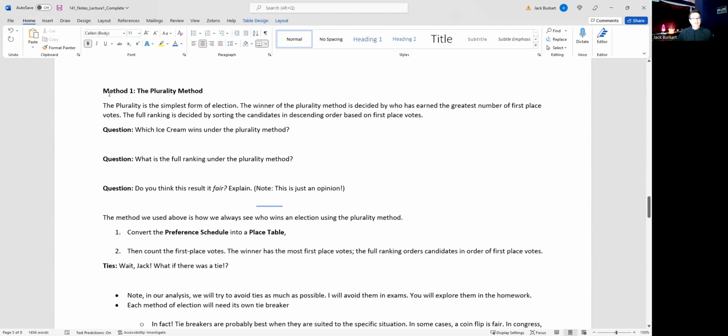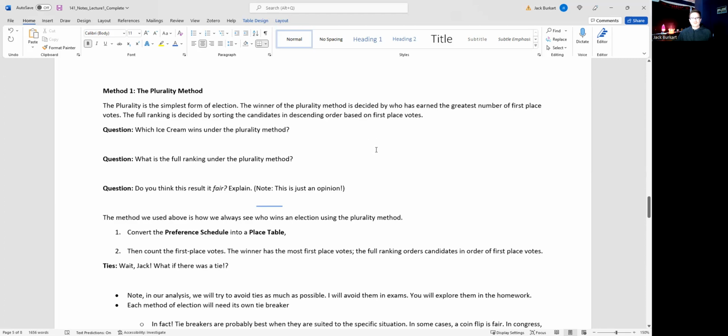So the first method that we're going to talk about is the plurality method. So the plurality method is the simplest form of election, and the winner of the plurality method is decided by who has earned the greatest number of first place votes. That's it. The full ranking is decided by sorting the candidates in descending order based on first place votes. So our ordering is just going to be ranked on who got the most first place votes.